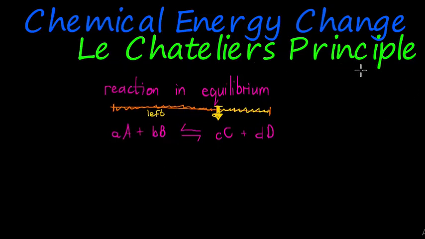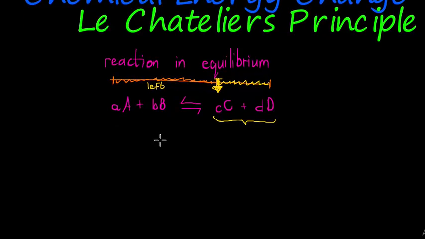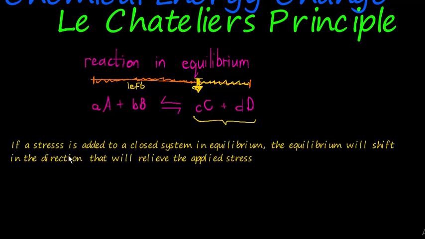Now from there, Le Chatelier's principle is a principle relating to this position of equilibrium. How can we move it? I don't want there to be more reactants than products. I want more products. I'm trying to produce these at any rate, so what can I do to change that? Le Chatelier's principle states the following: if a stress is added to a closed system in equilibrium, the equilibrium will shift in the direction that will relieve the applied stress.